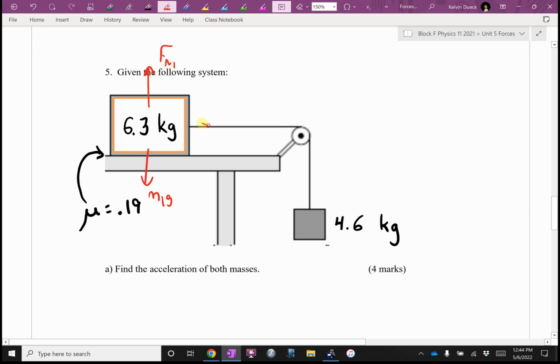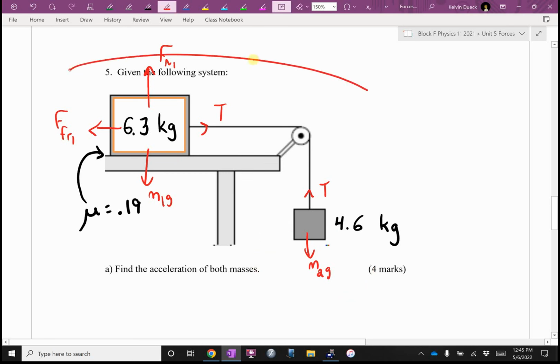Normal force 1. Tension. Don't forget friction. I'm going to call it friction force number 1 to go with mass number 1. Here, M2G. Tension. Who's winning? Well, if anything is winning, it's M2G.